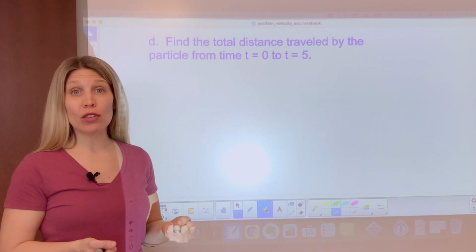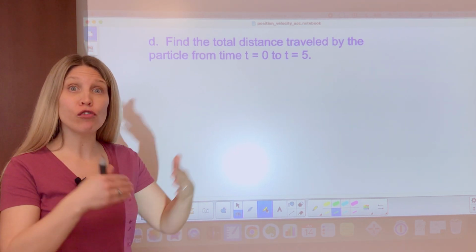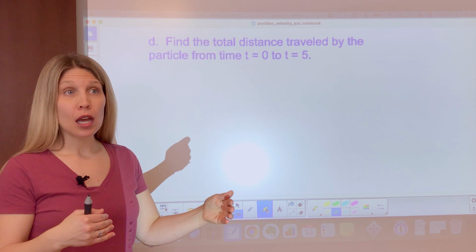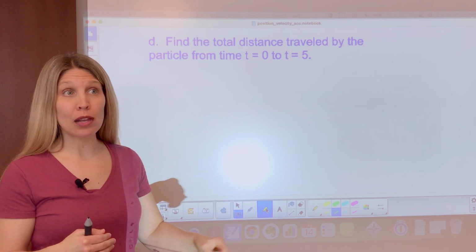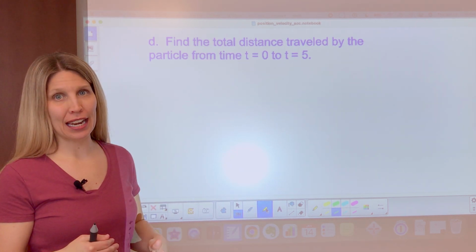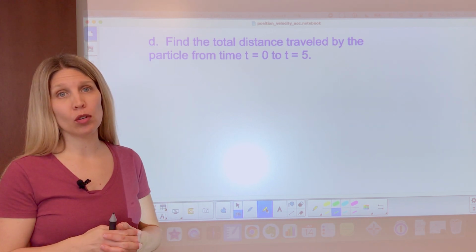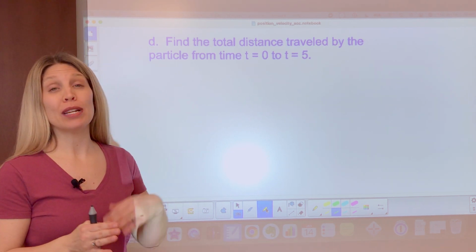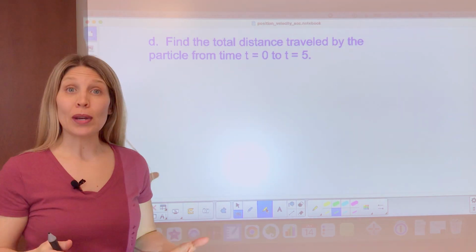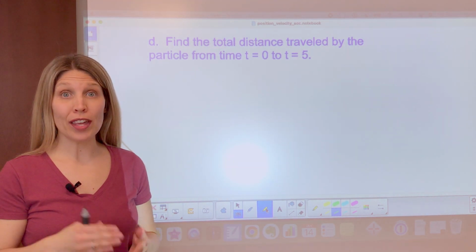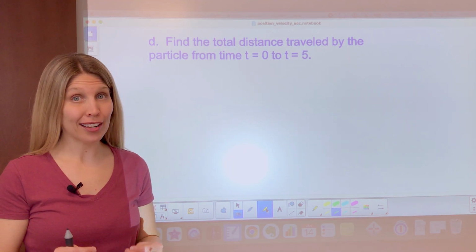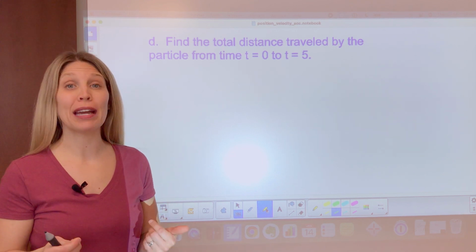So the way that we figure that out is we have to look at how far the car drove before it stopped. And then when it stopped, how far did it drive again? And in this problem, they only want us to work with when t is 0 and when t is 5. So again, what deals with distance? Do you remember? Hopefully you do. If not, flip back in your notes.